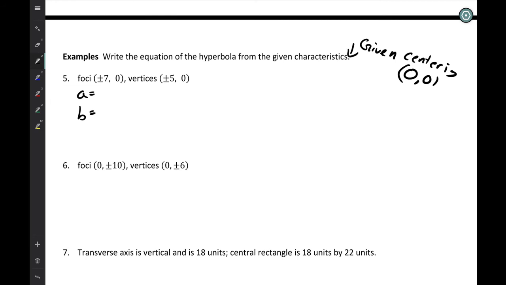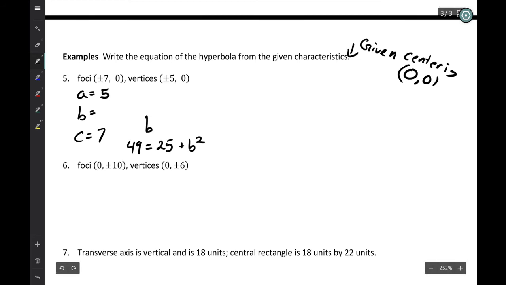Okay, so if I know the foci is ±7, and I know the vertices are at ±5, and my center is at (0, 0), I know that a is the distance between (0, 0) and the vertices, so a is just 5. But that foci distance isn't b, it's actually c, so c is 7. So I know then that 49, c squared, is equal to 25, or a squared, plus b squared. If you remember from the ellipses, I don't need to find b, I just need to find b squared to write the equation. So that gives me that b squared is equal to 24.